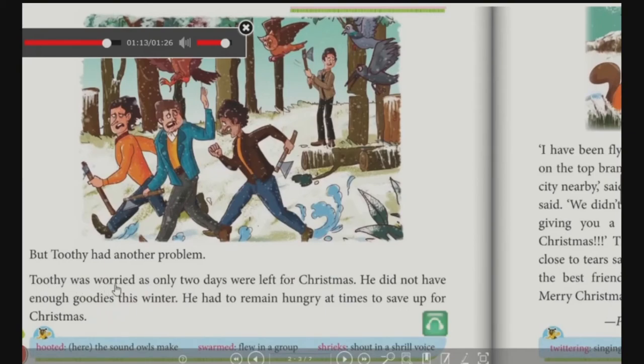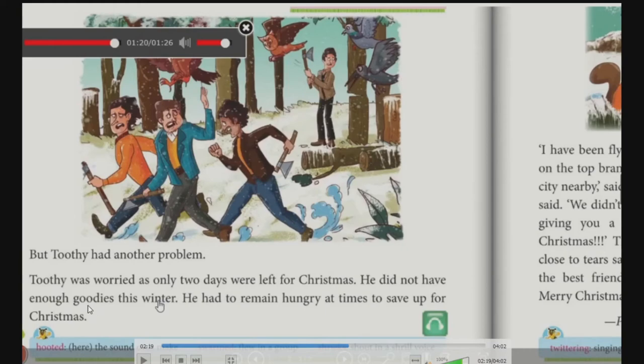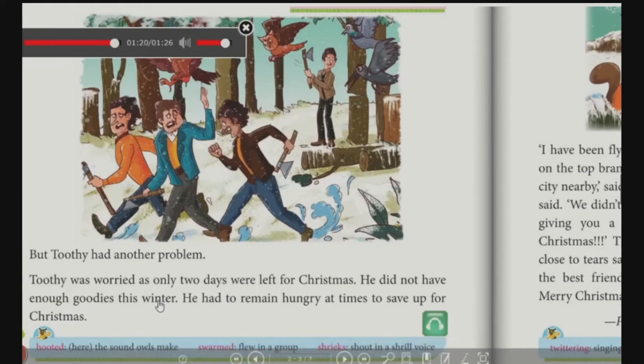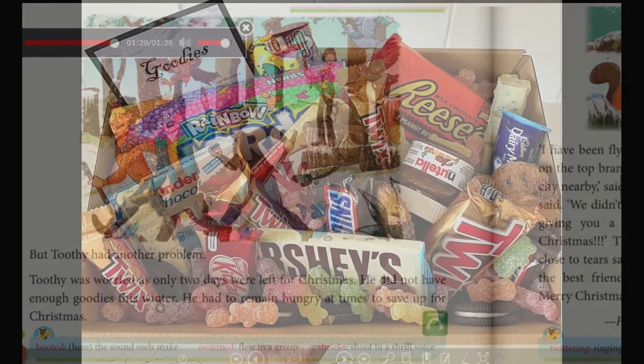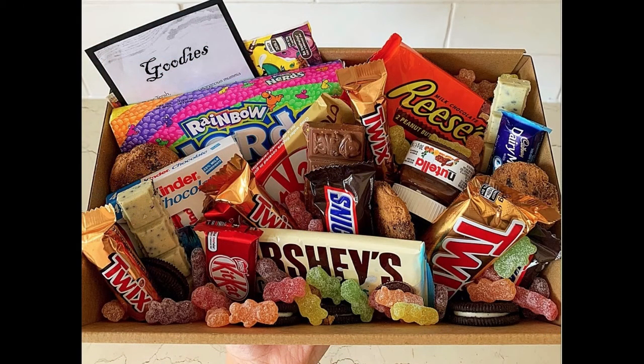Toothy was worried, as only 2 days were left for Christmas. He did not have enough goodies this winter. You may be thinking, what is there to worry in this if he did not have enough goodies? What do you mean by goodies? Let me tell you. For example, if we are going to celebrate the festival of Diwali, most of you will have in your houses things like sweets, things like candies, things like chocolates, a lot of good food to eat.